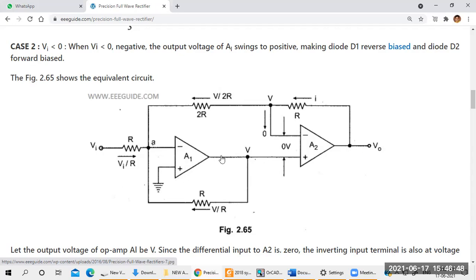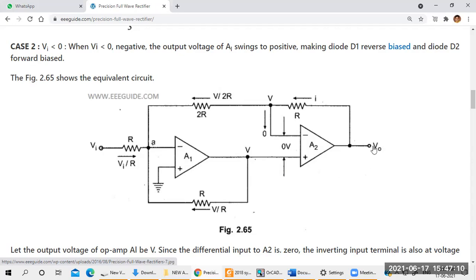A1 output is positive. Again, the same positive output is connected to A2 here. There is no phase shift here because there is a positive sign here. This one is the non-inverting terminal. So here the output is positive only when the input is positive. Understood? So this is the complete output here.